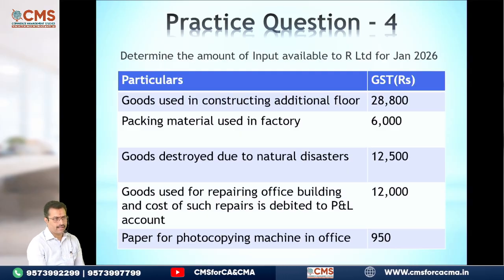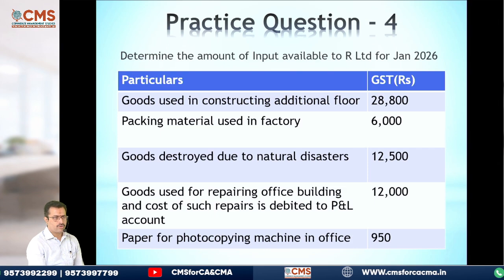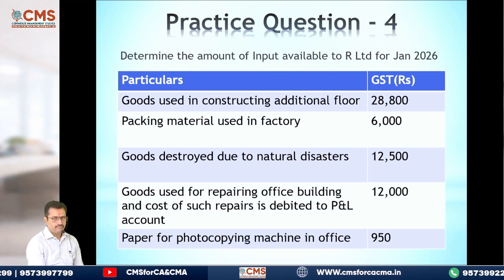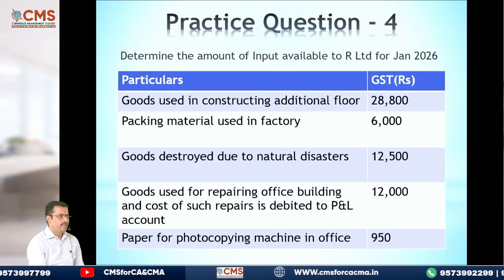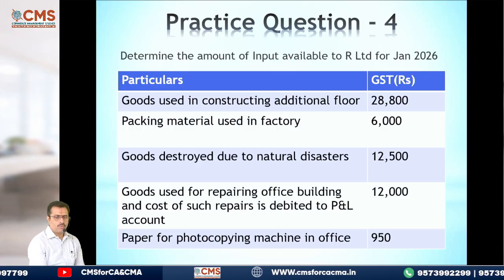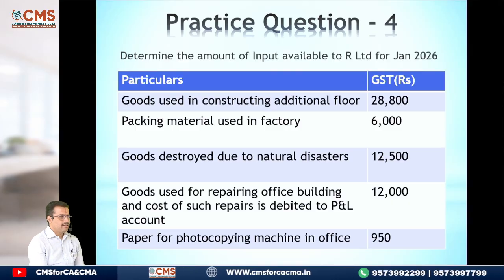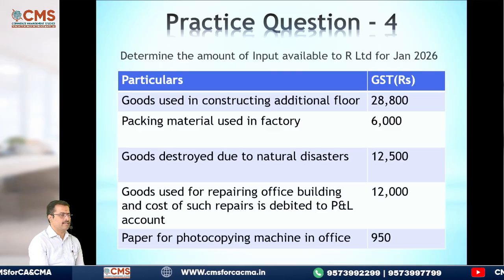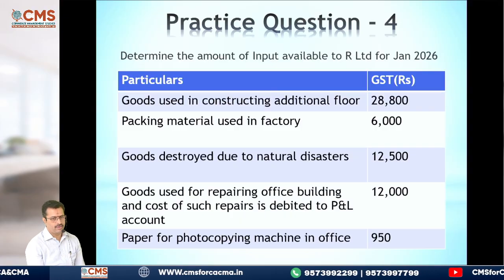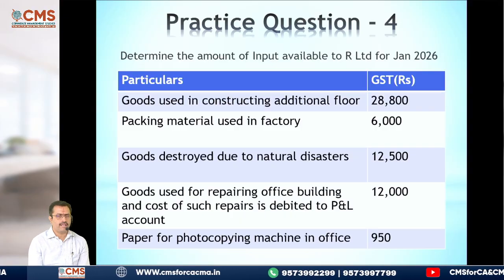Tell me, think and tell. That's why I gave you time to think. Since it is becoming a capital asset, and moreover he did not say it is for office premises, we will assume that it is for personal purpose and hence ITC will not be available. Right. Next, packing material used in the factory.